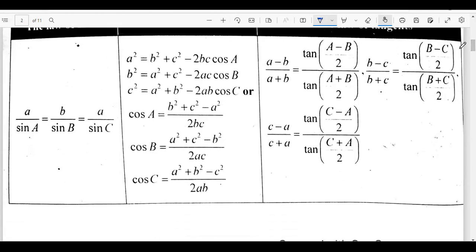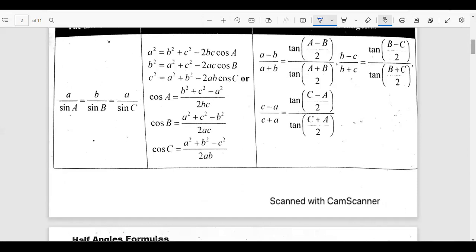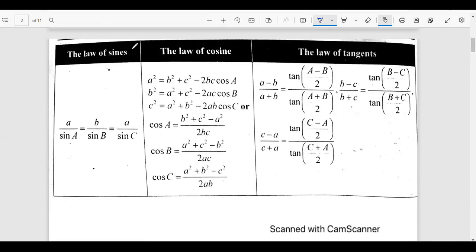I suppose that you would be familiar with this one and this one, but I guess that this might be new. But let's see. All these small letters a, b, c are denoting the sides, and capital A, capital B, and capital C are denoting the angles. So let's make a triangle first.